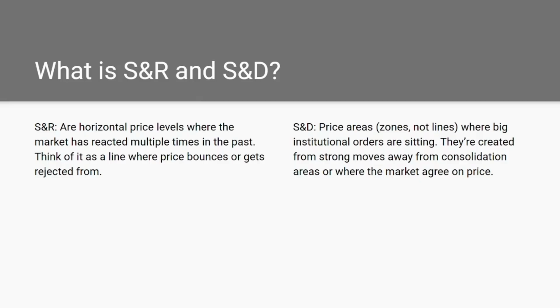It's obvious. So supply and demand, on the other hand, are price areas, actual zones, not lines, where big institutional orders are sitting. They're created from strong moves away from consolidation areas or where the market agreed on price. Doesn't that just sound like a better approach when you're trading? I would rather trust areas where institutional traders' orders are sitting rather than just going off a line, the obvious line that they use to take your money from. But hey, to each his own.